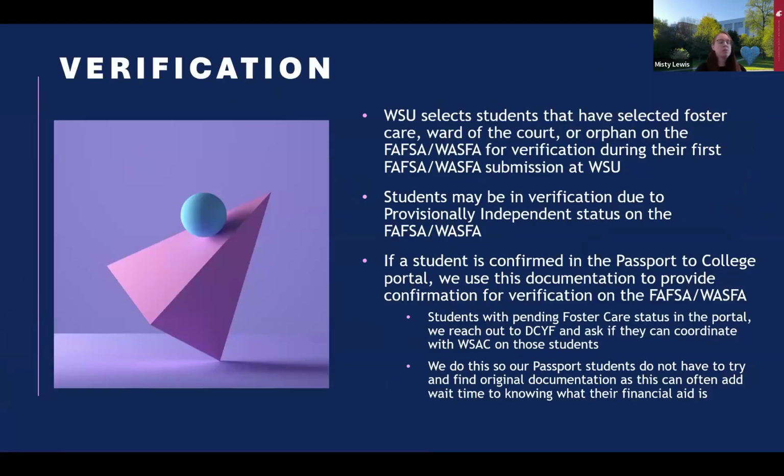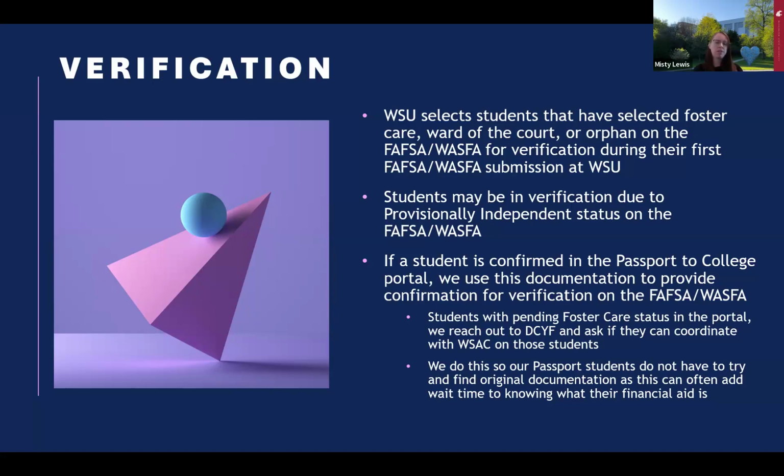So we also have assistance with verification. This is a process kind of like a baby audit on the FAFSA where we select students for additional information. The verification that Passport is able to assist with is that WSU students that have been selected for foster care, ward of the court, or orphan on their FAFSA-WASFA for verification during their first FAFSA-WASFA submission at WSU, we are able to provide documentation for that.